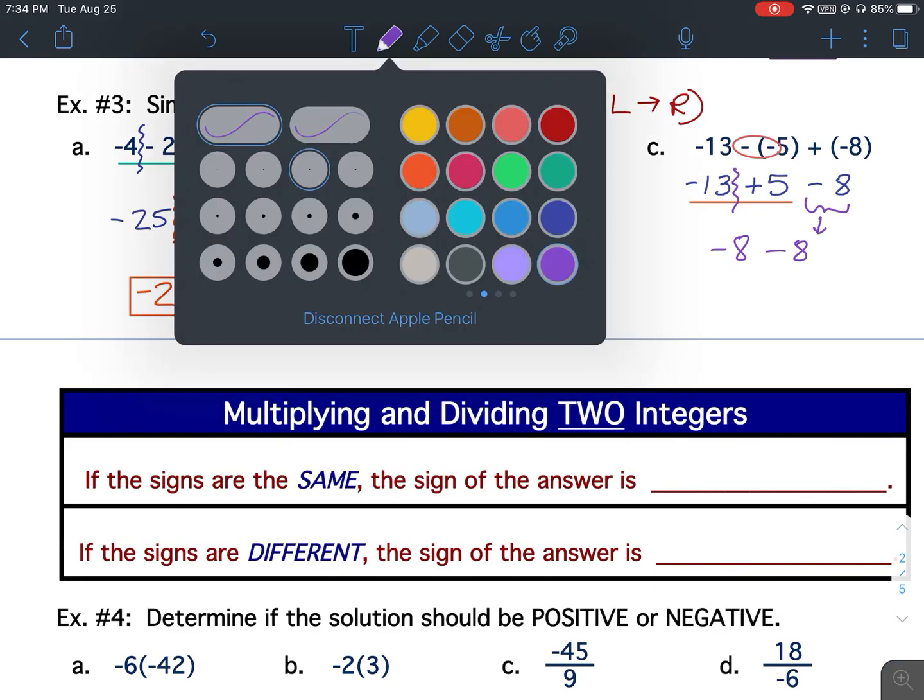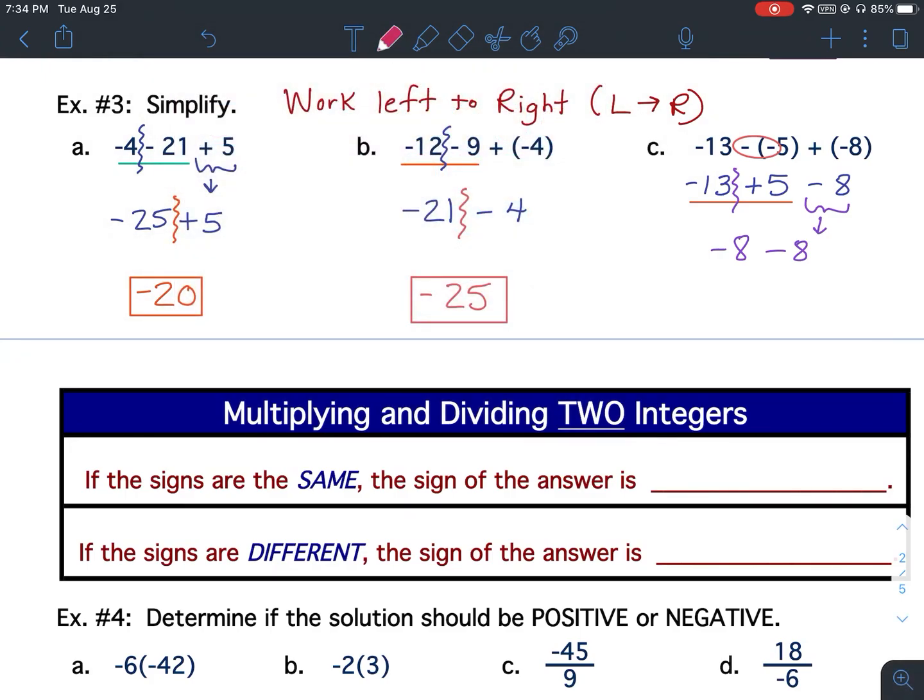Are the signs here the same or different? I've got a -8 and a -8. They are both negative, so the signs are the same. 8 plus 8 is 16. And when you add, you keep the sign, so it's going to stay -16.